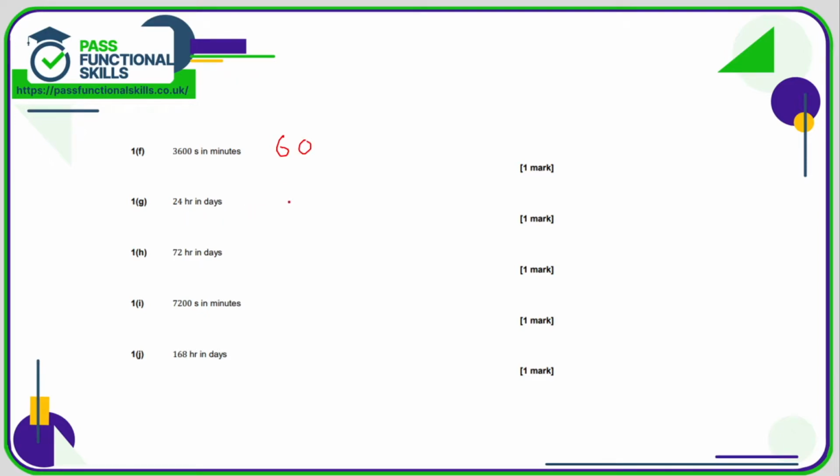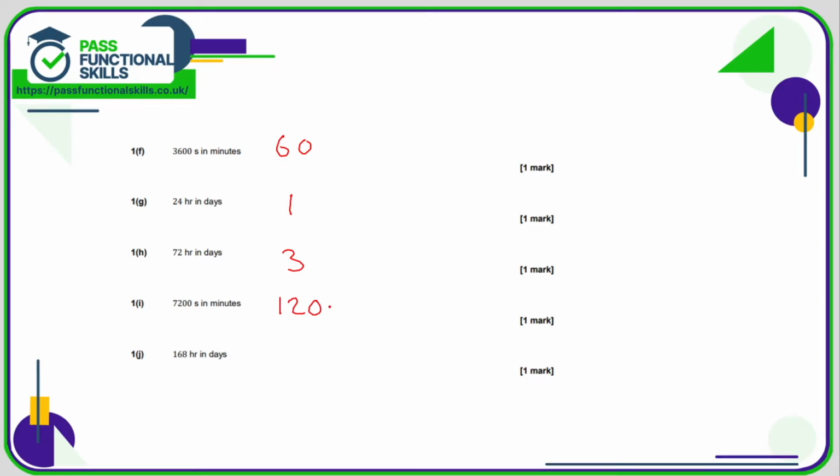24 hours, we all know, is 1 day. So 72 hours, well, we need to be thinking how many 24s are there in 72. So our calculation is 72 divided by 24, so the answer is 3. 7,200 seconds in minutes, well, we know 60 seconds is 1 minute, so how many 60s are there in 7,200? So the calculation is 7,200 divided by 60, so the answer is 120 minutes.